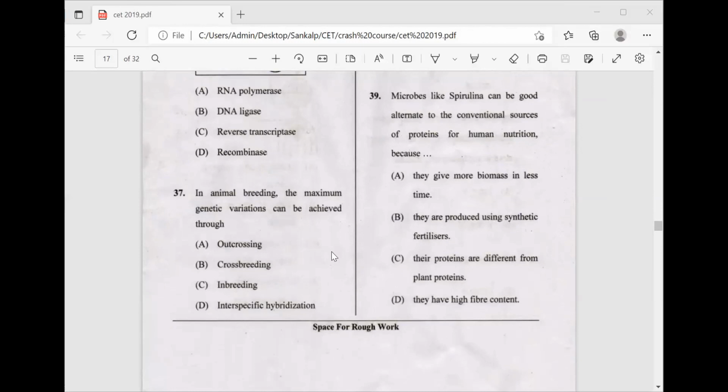37th question. In animal breeding, the maximum genetic variation can be achieved through option A outcrossing, option B crossbreeding, option C inbreeding, option D interspecific hybridization. Bhairesh said option D. Navya, Tasmia, Kirtana, Vani, all of them voted option D. Janvi said option C. So the right answer for the 37th question is option D, that is interspecific hybridization.